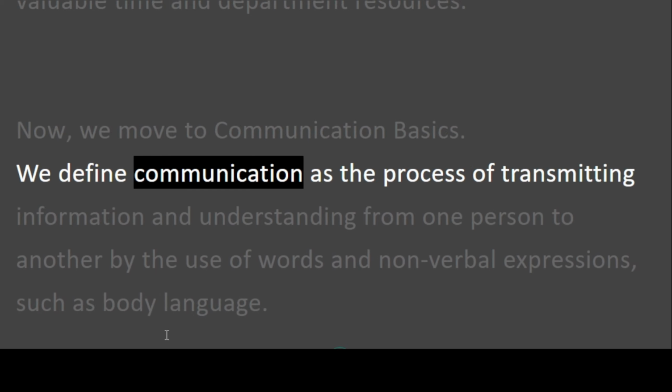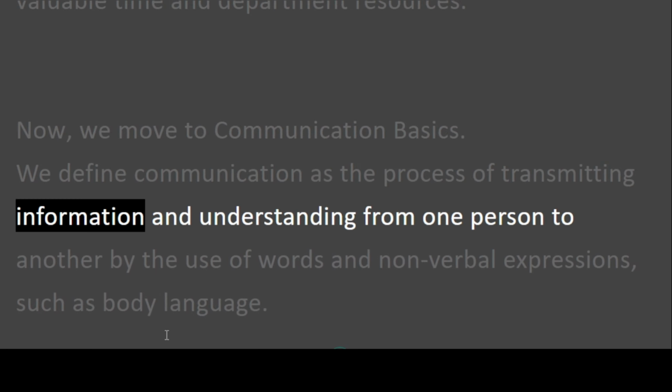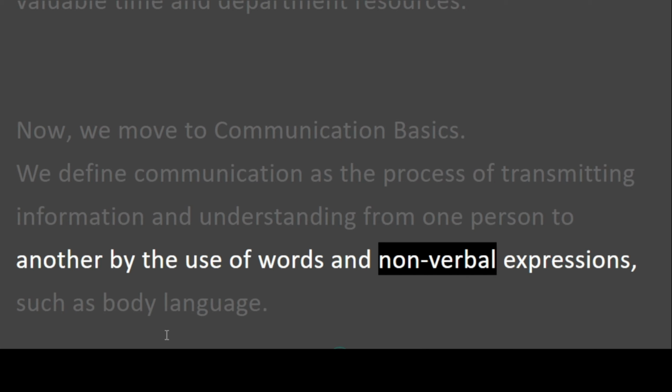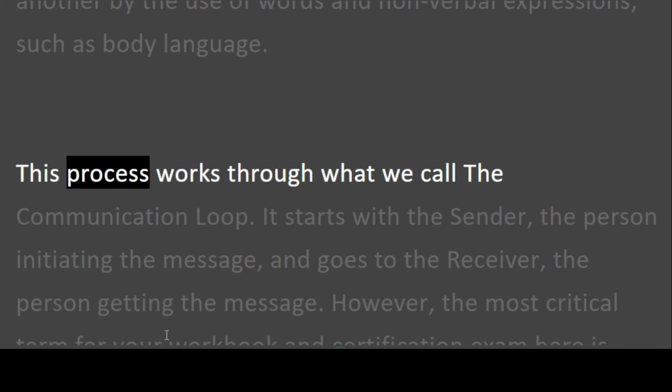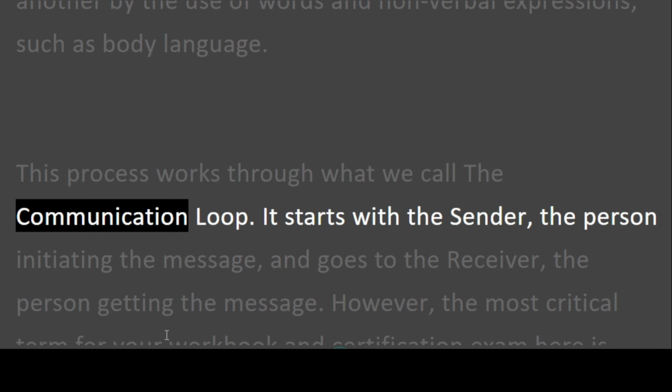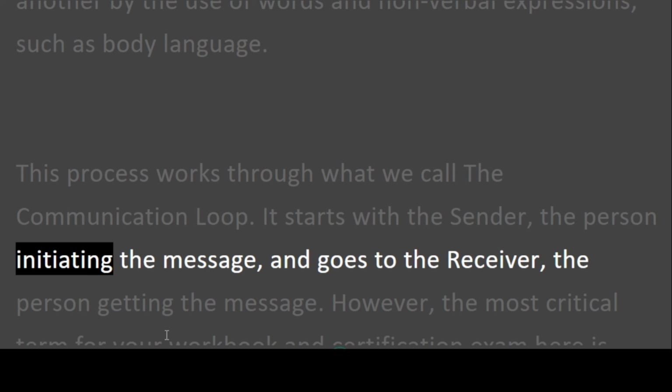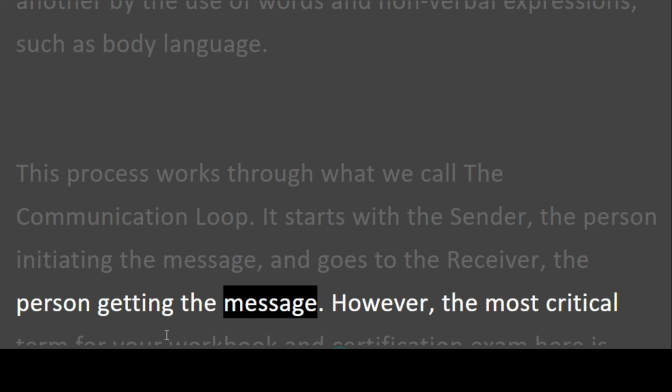We define communication as the process of transmitting information and understanding from one person to another by the use of words and nonverbal expressions, such as body language. This process works through what we call the communication loop. It starts with the sender, the person initiating the message, and goes to the receiver, the person getting the message.